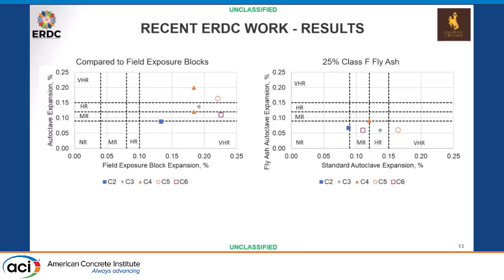On the left, we're comparing autoclave expansions for these to the field exposure blocks, and we are getting agreement at least between reactive and non-reactive. And then on the right is showing concrete prisms, where I threw in 25% Class F fly ash just to see what would happen, and I was a little surprised to see it did suppress expansions in 24 hours. So I'm comparing the fly ash to the standard autoclave expansion without fly ash. We've got a little more to do on that. I'm curious to see what some other SCMs do, especially something like silica fume or some of the new pozzolans that are coming out, and seeing what they can do in 24 hours in this really extreme test.